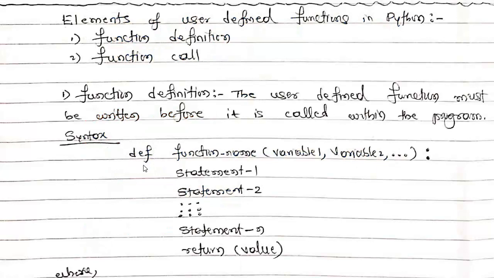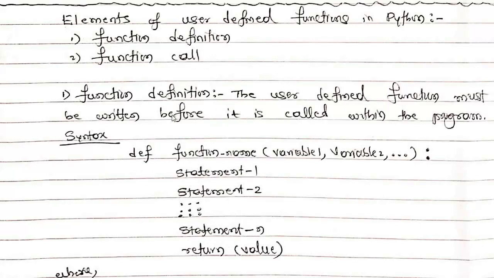Syntax: DEF is a must, any valid function name. You can pass one value, second value, third value, n number of values, or you may not, depending on the problem to be solved. Colon is a must, then indentation is a must. First instruction, second instruction, third, n number of instructions we write. You may return a value back or you may not. This is what we call syntax for the function definition.